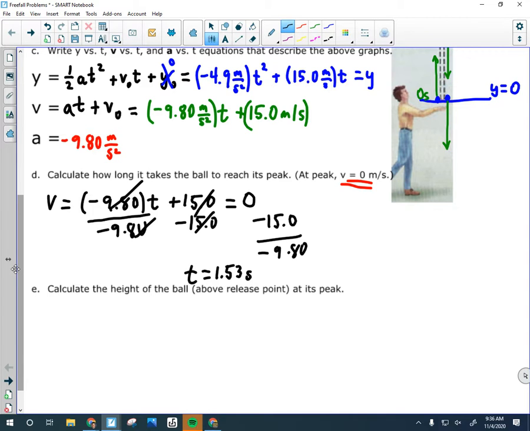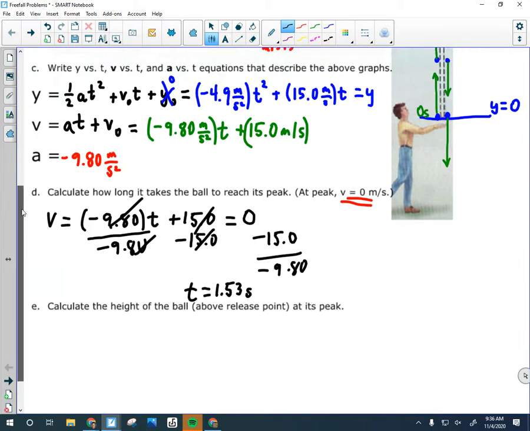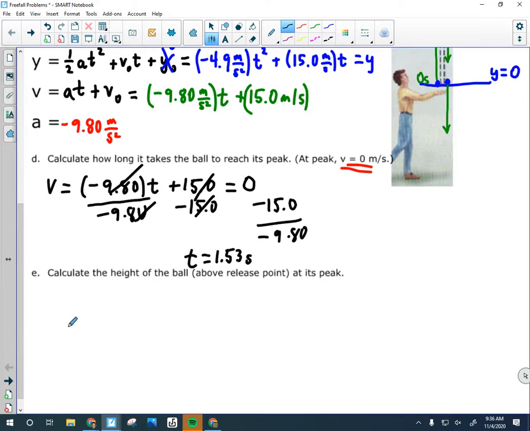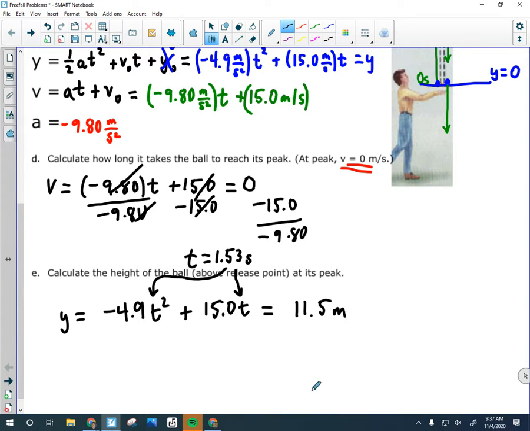A typical follow-up question would be, calculate the height. Height is talking about position. So we had y equals negative 4.9 t squared plus 15 t. That was the starting velocity. The starting position we just said is 0, so we don't need to solve that one. To find the height at peak, I would want to plug in the peak time, 1.53. I need to square it. I would also plug it in for t. That will give you the peak height. You can check it for yourself, but it should come out to be 11.5 meters. Okay.